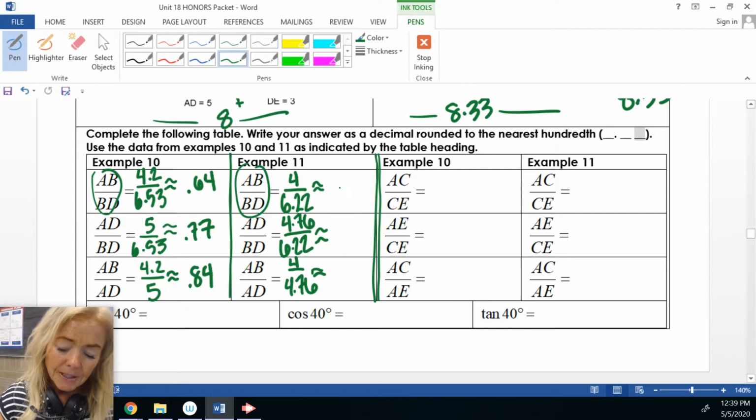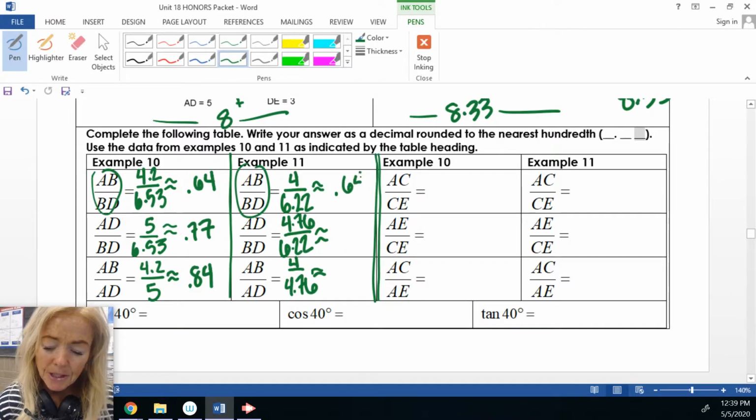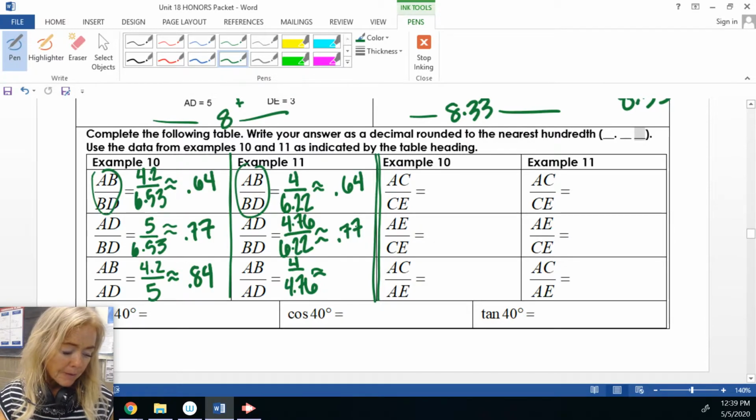When you take 4 divided by 6.22 and round to the nearest hundredth, again you get 0.64. When you take 4.76 divided by 6.22 and round, you get 0.77. And when you take 4 divided by 4.76 and round, you get 0.84.